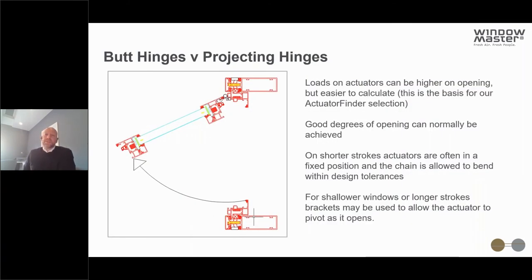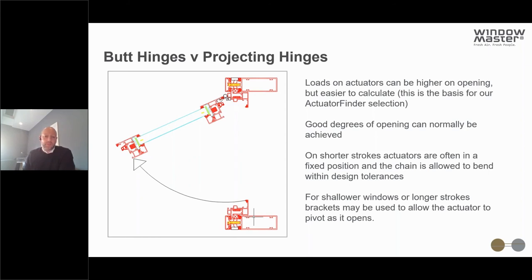Butt hinges versus projecting hinges. I wanted to spend a short amount of time just considering this, because the applications have got some subtle differences which is good to understand. So with butt hinges, the loads on the actuators are much more easy to calculate. The forces required on the actuator tend to be a bit higher, but we know what they are, and that's the basis on which our actuator finder works.